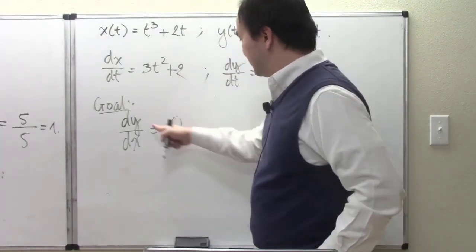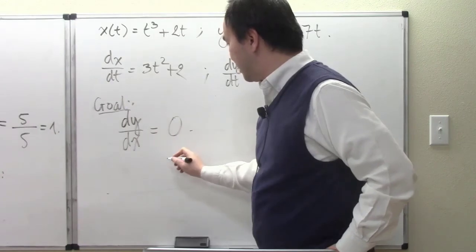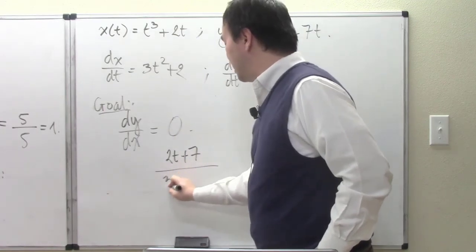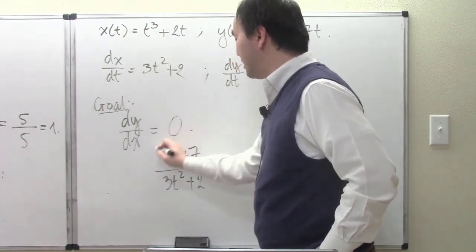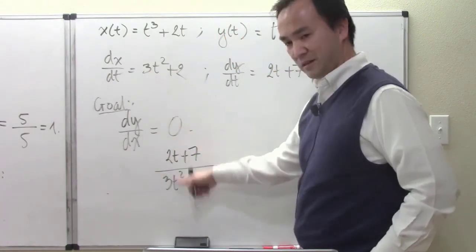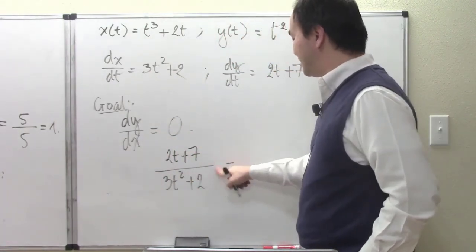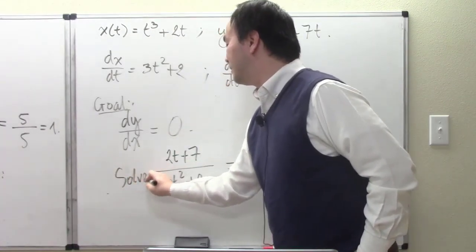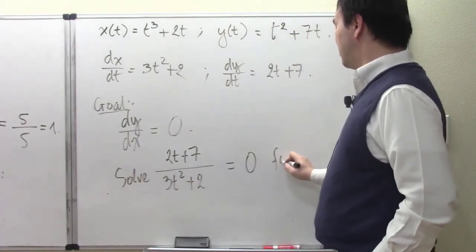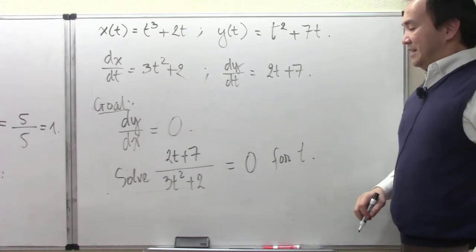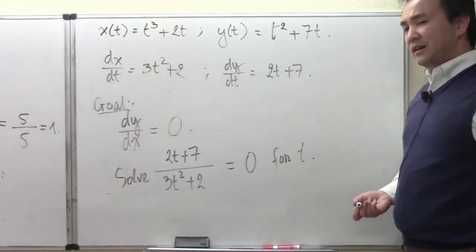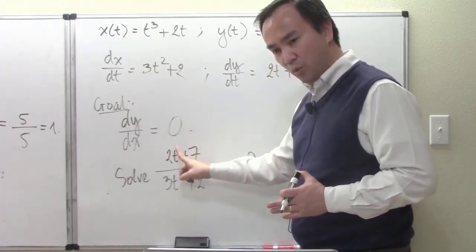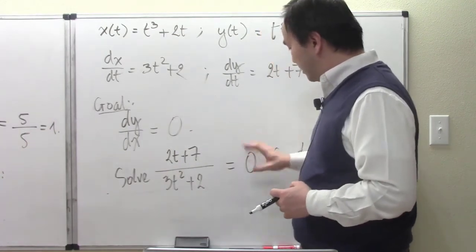Now we can recall that and put it back here on this board. So dy/dx is 2t plus 7 over 3t squared plus 2. We want this dy/dx, completely in terms of t, to equal 0. And now we're going to solve this equation for t. At first sight the equation looks complicated, but it won't be that bad, because first of all it's only one variable and it's equal to 0 on the right hand side.